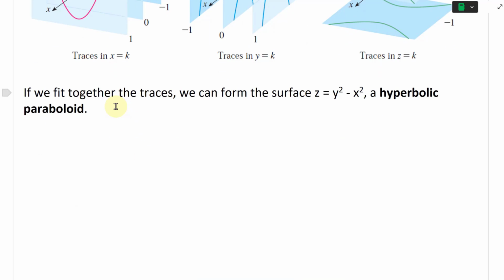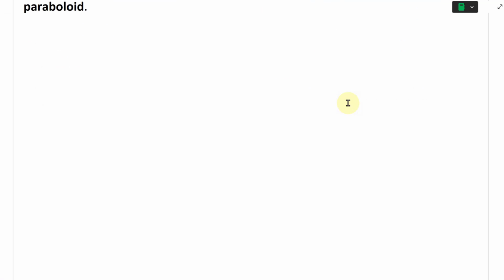So if we fit together the traces, we can form the surface z equals y squared minus x squared, which is a hyperbolic paraboloid. All right, so let's try to do this all manually. So what's it going to look like? It's going to look something like this.